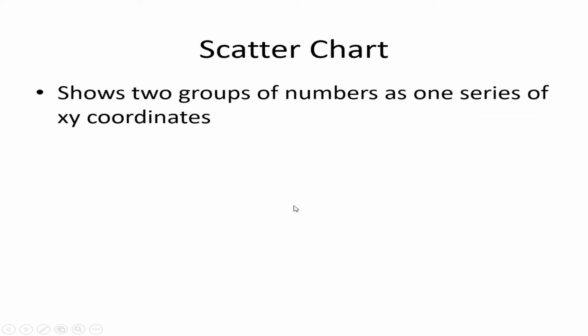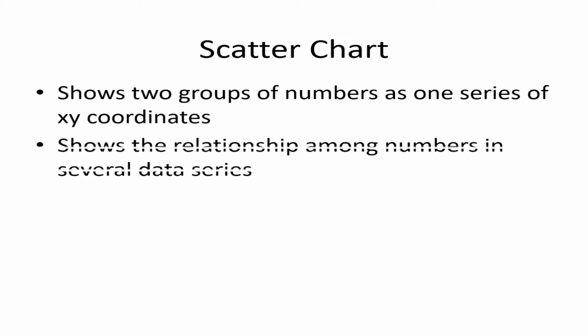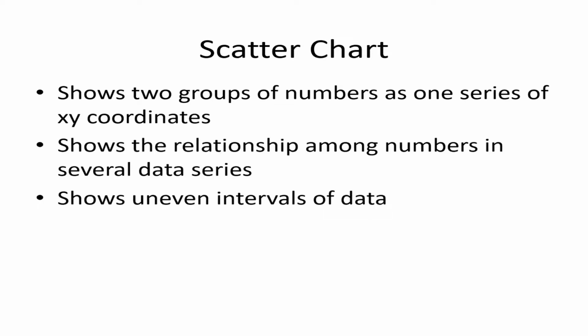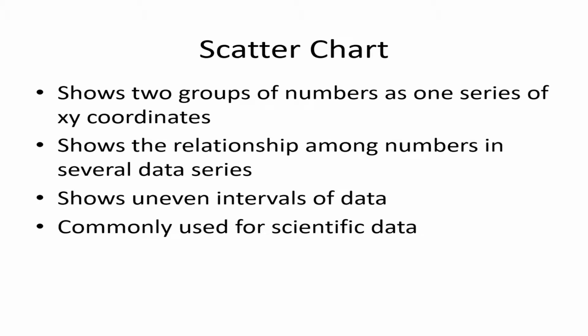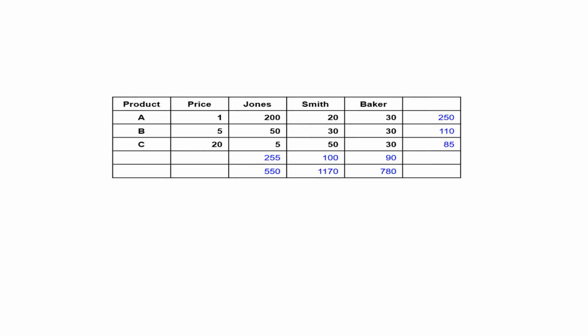Therefore, what is a scatter graph by definition? It shows two groups of numbers as one series of xy coordinates, and it shows the relationship among numbers in several data series. Of course, what we had previously is one data series, but we can have two or three data series. It shows uneven intervals of data, and it's commonly used for scientific data and especially used by engineers. The previous example is from water resources, again because I am a water management person.